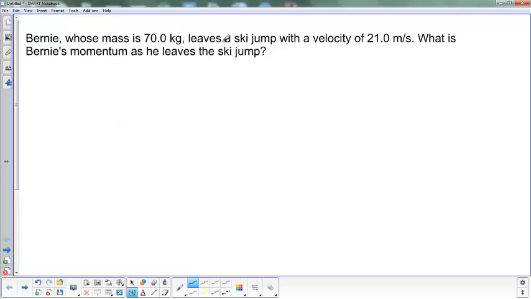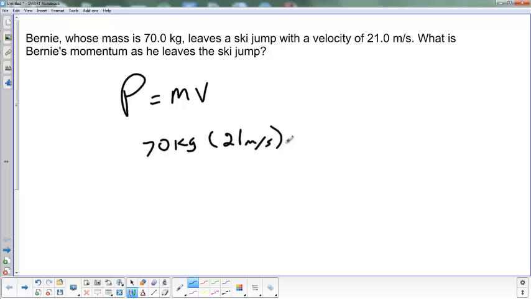Bernice, whose mass is 70 kilograms, leaves a ski jump with a velocity of 21 meters per second. What's Bernice's momentum? We remember the equation for momentum is mass times velocity. So the mass is 70 kilograms and the velocity is 21 meters per second. We multiply those two and get 1470 kilogram meters per second.